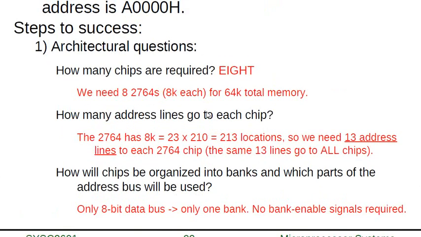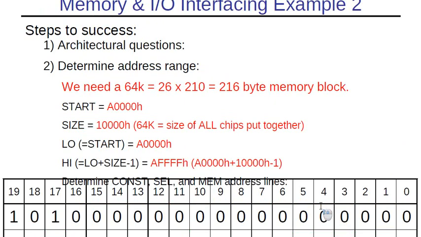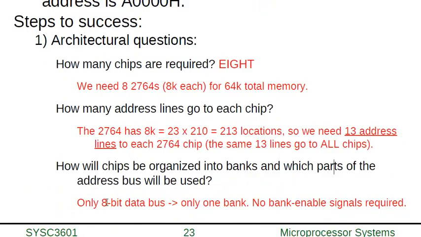Now, how many address lines go with the 8 chips? Here we have the 2764, which can be derived by 2 to the power 3, which gives 8, and then 2 to the power 10, which gives the value of 1K. So we have 2 to the power 13 locations. So we need only 13 address lines to generate this. And now only an 8-bit data bus with one bank.